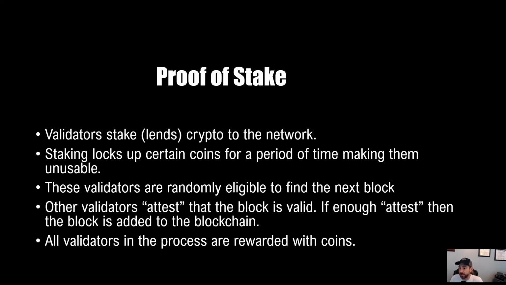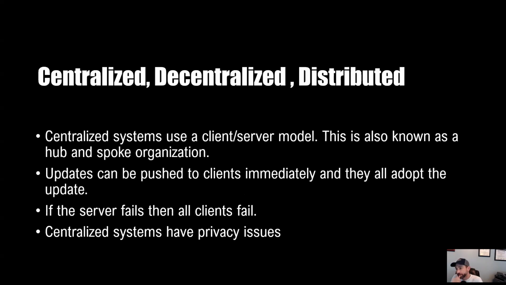So now we have to have consensus, right? And if enough validators attest that the block is added to the blockchain, right? So then enough people say, yeah, it's the right block, everything's valid. Boom, it's added to the blockchain. At that point, all validators in this process are then rewarded coins. All right. So those are the two ways that crypto is validated.